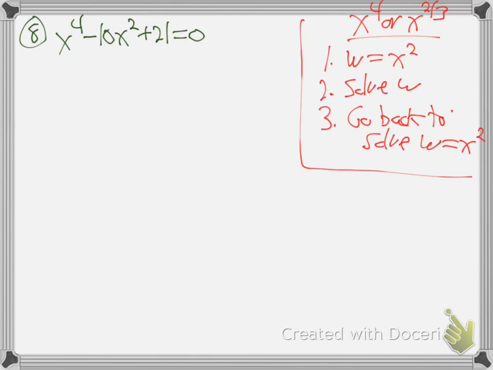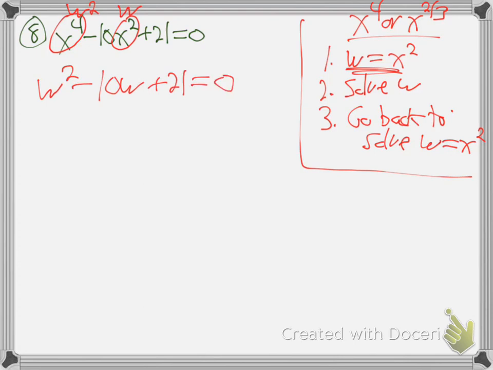So here we go. I'm going to let the middle become w, x squared is going to become w. You always let the middle be w. And then the front is twice as big, right? X to the fourth is twice as big as x squared. So if the middle is w and the front's twice as big, the front's got to become w squared. So this will become w squared minus 10w plus 21 equals 0. So now we got to solve that.